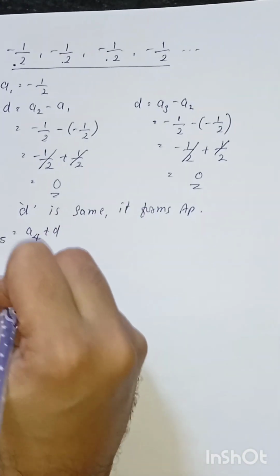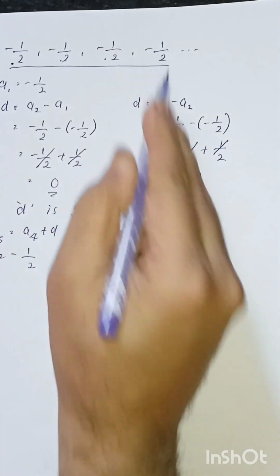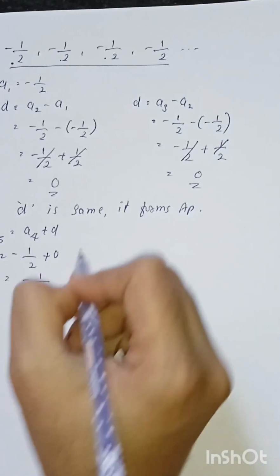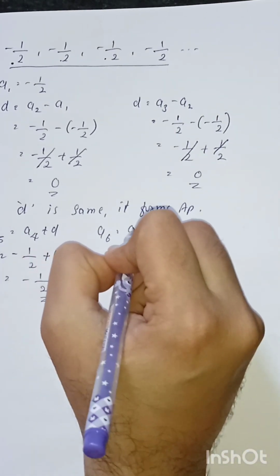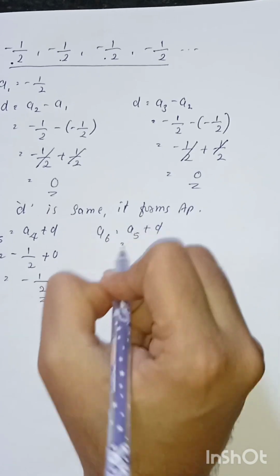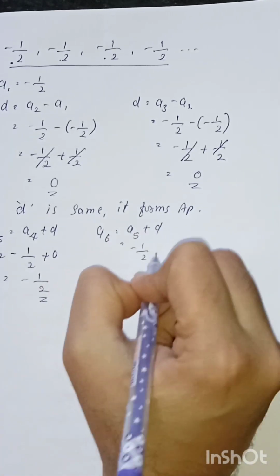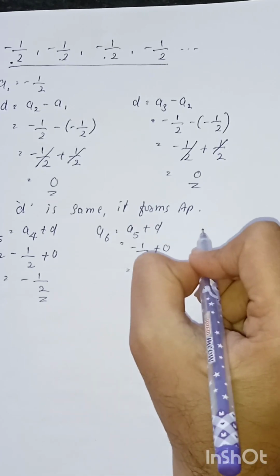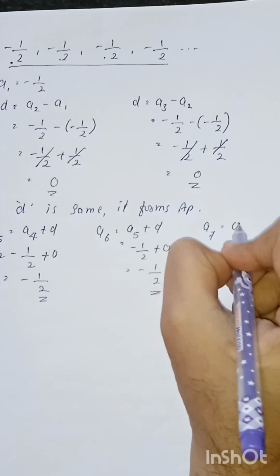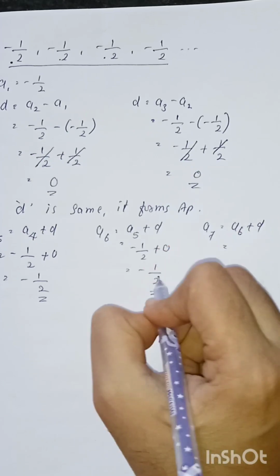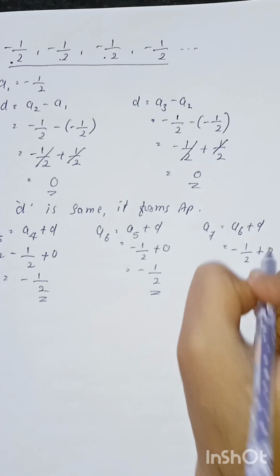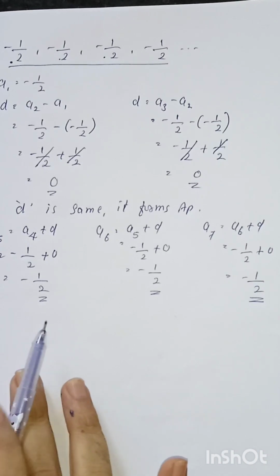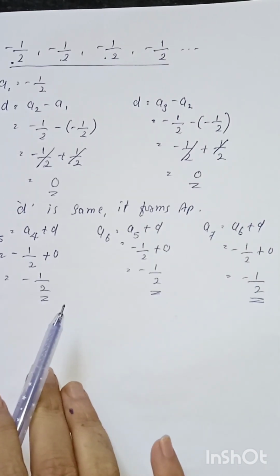What is A4? Minus 1 by 2 as here, plus common difference is 0. So your answer is minus 1 by 2. Then A6, A5 plus D. What is A5? That is minus 1 by 2, and the common difference again 0. Your answer is minus 1 by 2. In the same way, A7 equals A6 plus D. What is A6? Minus 1 by 2, and the common difference is 0, and your answer is again minus 1 by 2. So the fifth, sixth and seventh terms all are minus 1 by 2.